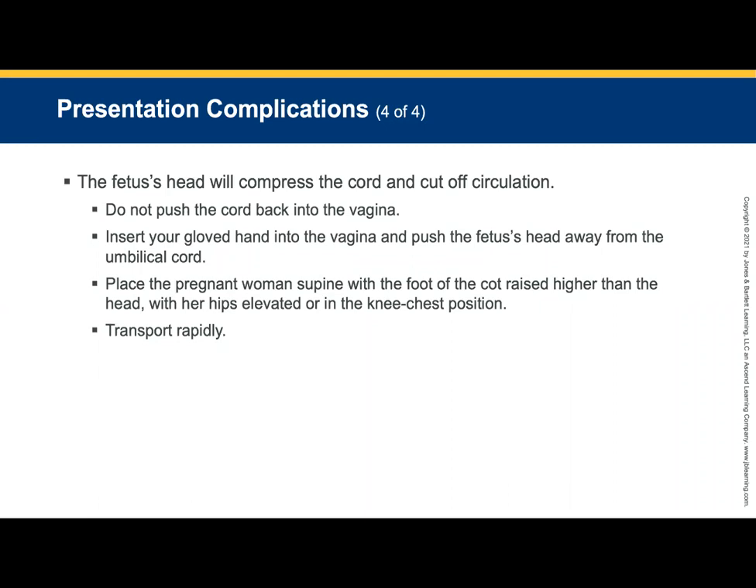Remember, try to keep that cord moistened. Don't let it dry out. Try to wrap the cord if possible. Apply high flow oxygen. If you can, elevate her hips or place her in the knee-chest position. You want to get her hips as high as possible in a safe manner, because you need to take pressure off of the cord. And that's the best way that they want you to do it.